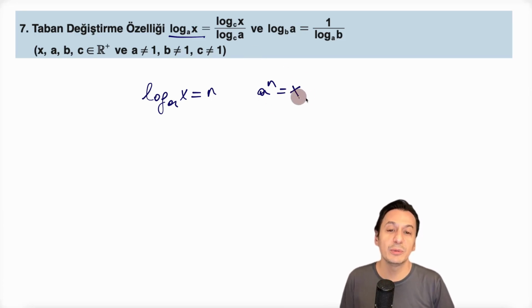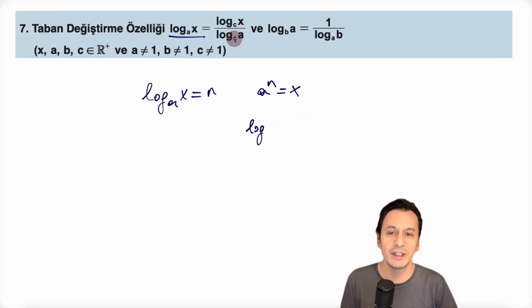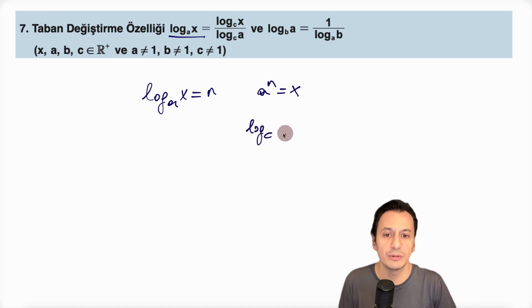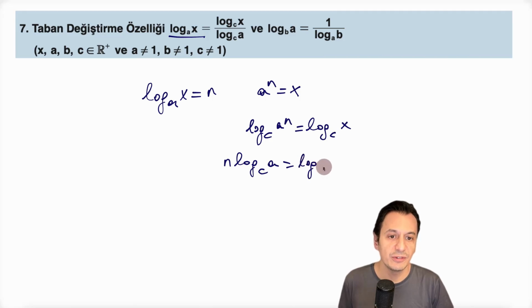Now I will take the logarithm of both sides. It doesn't matter which base you choose. For example, let's use base c. I'm saying this to keep it consistent with the previous part. Logarithm base c of a to the power of n equals logarithm base c of x. Now I know that the exponent here comes out as a coefficient in front. n times logarithm base c of a equals logarithm base c of x.